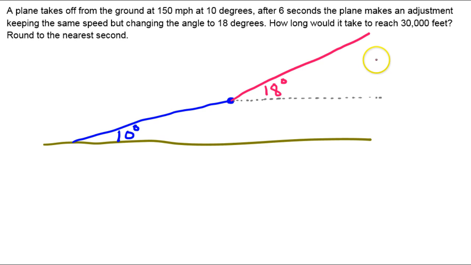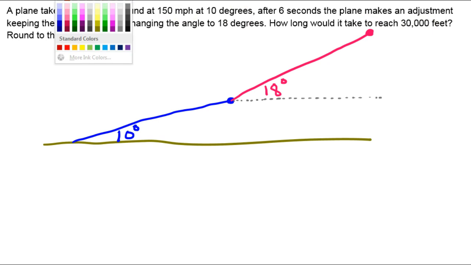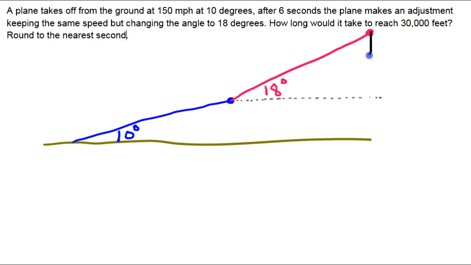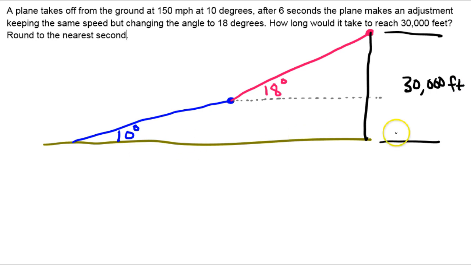Now, ultimately, we're going to get to this point right here, which is at 30,000 feet. Okay, I'll just make that black. So we want this height to be 30,000 feet. Alright, so that is the basic picture of the problem. So let's break it down, and it's a little bit crazy.